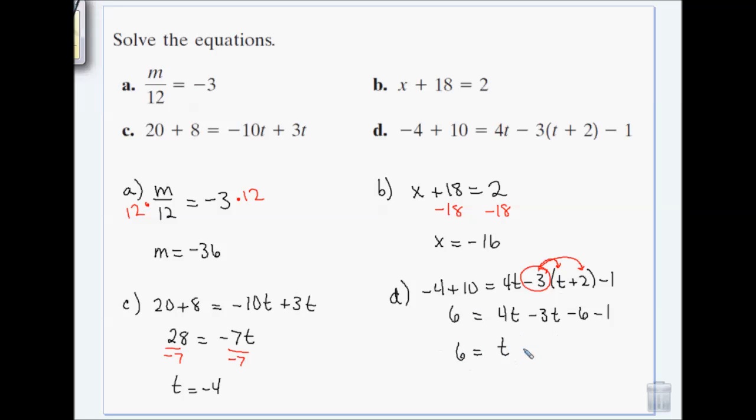Well, 4t minus 3t is t, and -6 minus 1 is -7. Then I'm going to do what? I'm going to add my 7. So I get 13 is equal to t, or t is equal to 13.